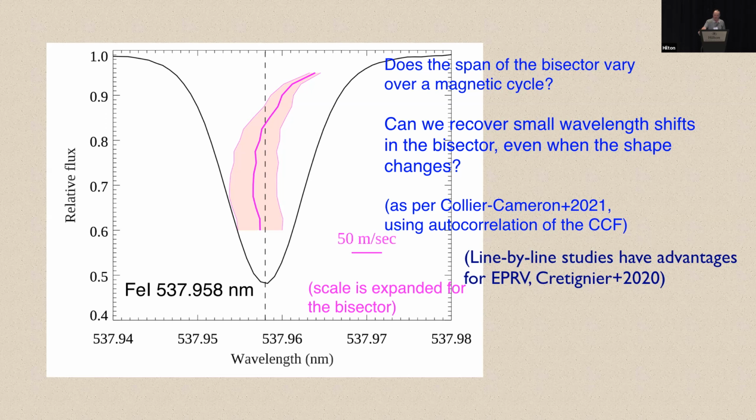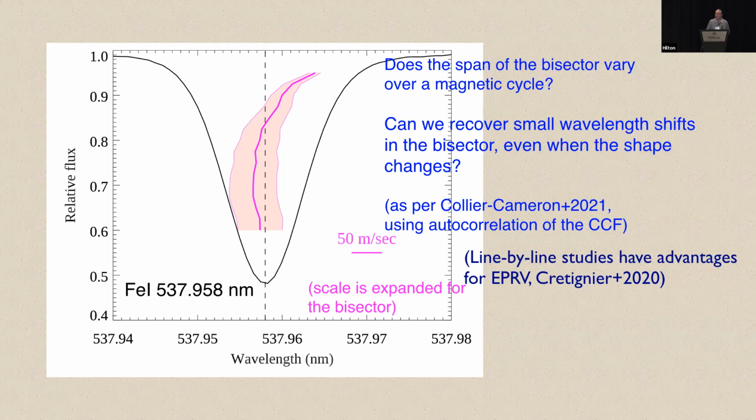And I'm particularly interested if we can recover small wavelength shifts in the bisector, even when the shape changes. So about 2 years ago, Andrew Collier Cameron and Eric Ford and their collaborators published a paper where they separated activity effects from center of mass effects in radial velocity using the autocorrelation of the cross-correlation function.